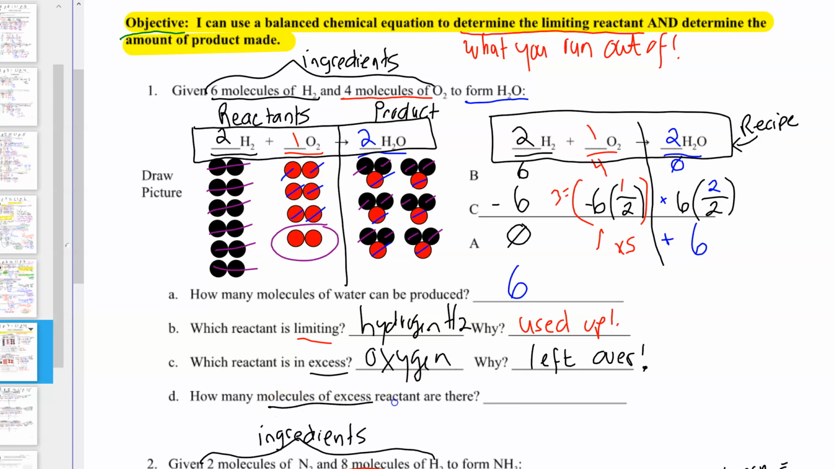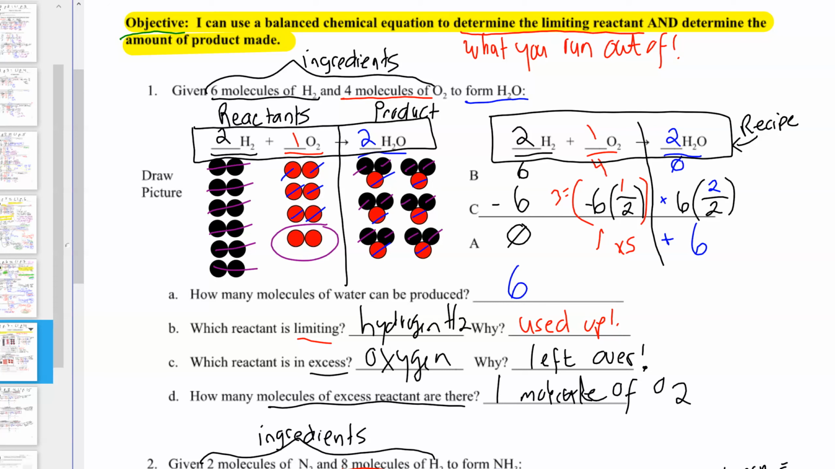How many molecules of excess reactant are there? There is 1 molecule of O2 left over. That's supposed to say molecule. Okay, that's looking at it pictorially. Let's look at it now just using the numbers and the BCA table. So what I showed in pictures here, I also did using the BCA table.